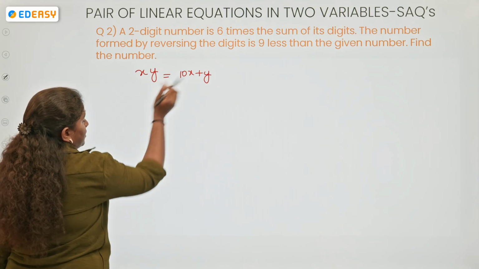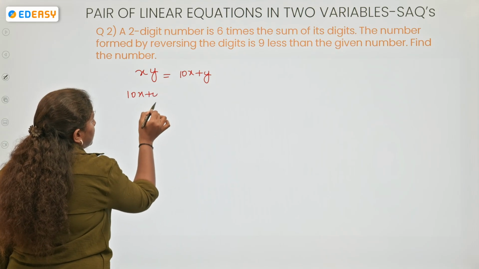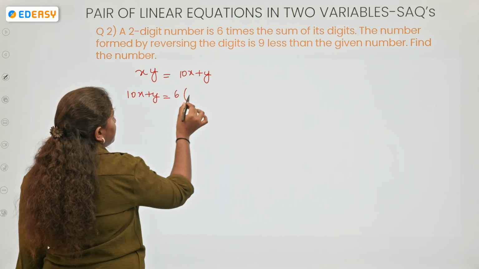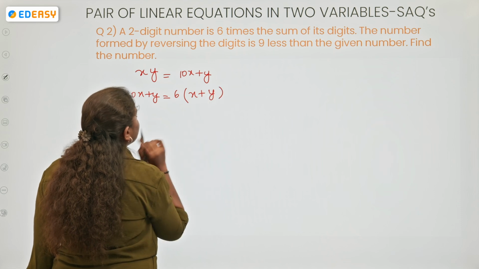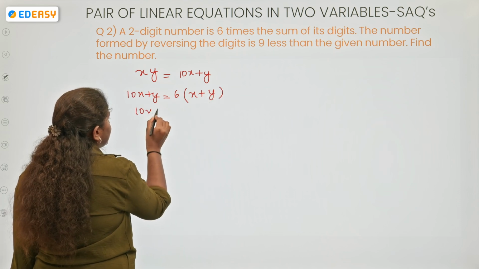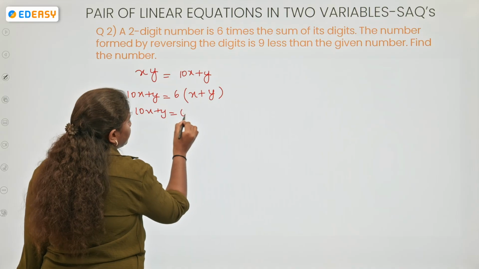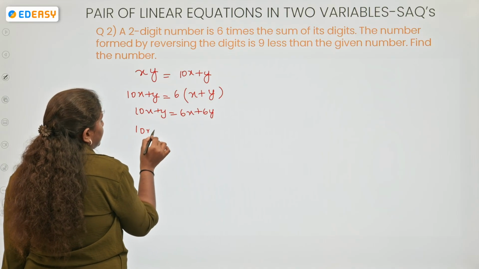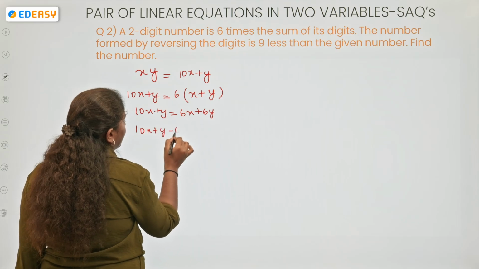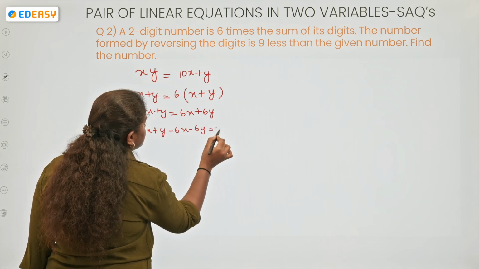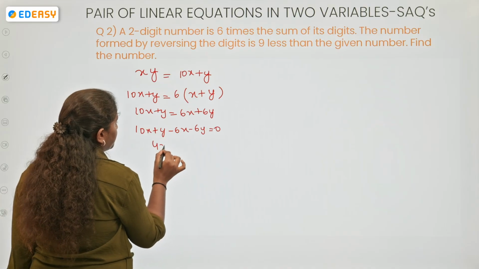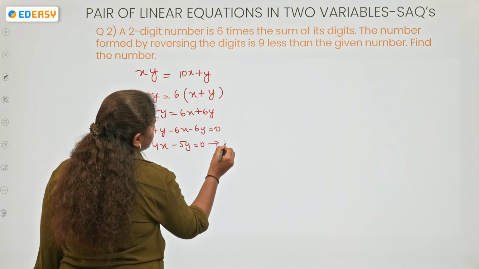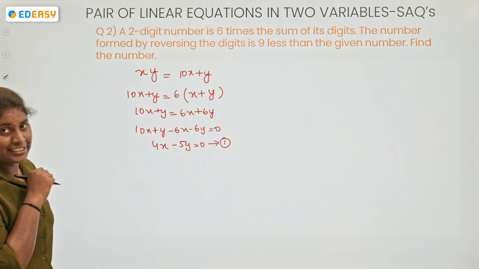Now this number, 10x plus y, equals 6 times the sum of its digits. What are its digits? x and y. So 6 times x plus y. Now 10x plus y equals, multiplying with 6, 6x plus 6y. Bring all the terms to one side. 10x plus y minus 6x minus 6y equals 0. 10x minus 6x, 4x, plus y minus 6y, minus 5y, equals 0. This is your first equation from your first condition, right?